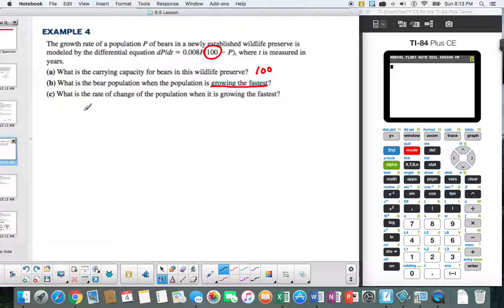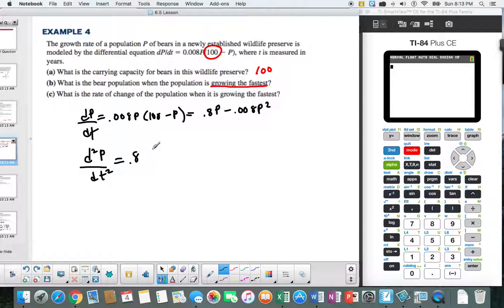So let's go ahead and take a look at dP/dt. It's 0.008P times (100 minus P), and I'm going to distribute, and when I distribute it's going to be 0.8P take away 0.008P squared. And again, I want to find the critical point, which means taking the next derivative. This is going to give me 0.8 minus 0.016P. I'm going to set the derivative equal to 0 to figure out the critical points, and that implies that P will be equal to 50.